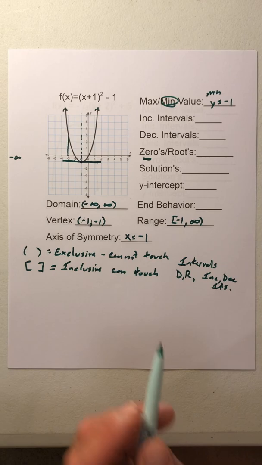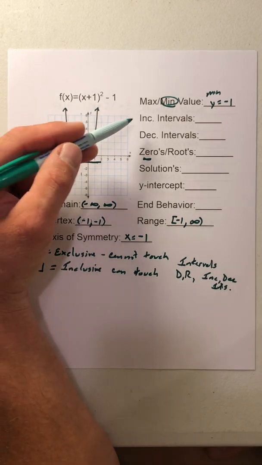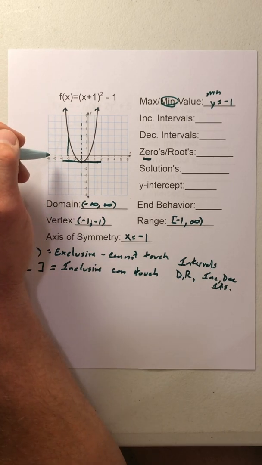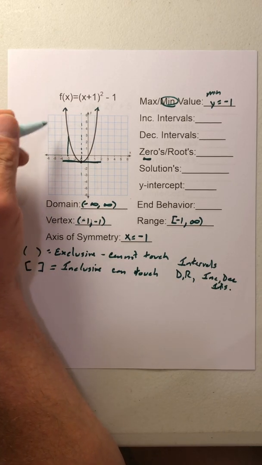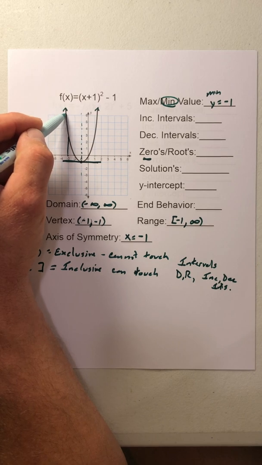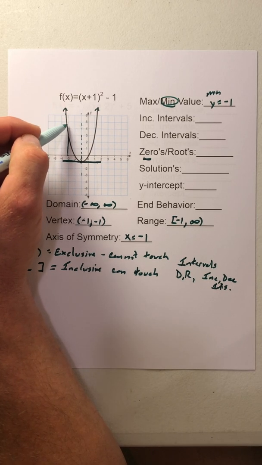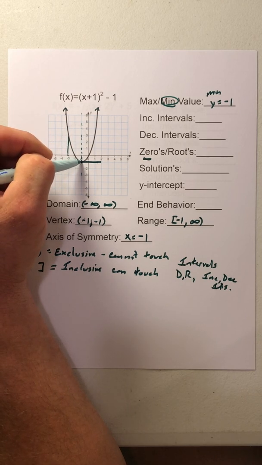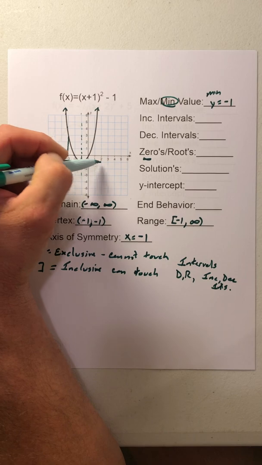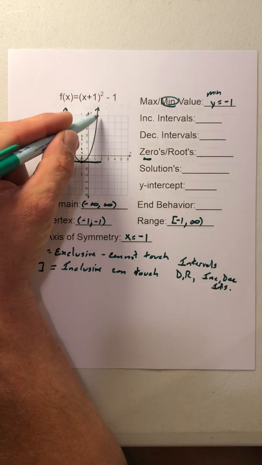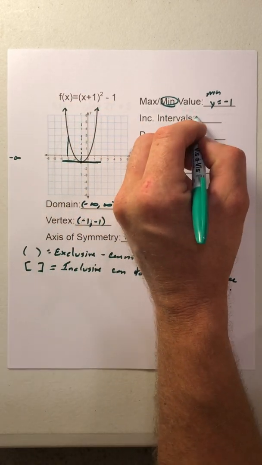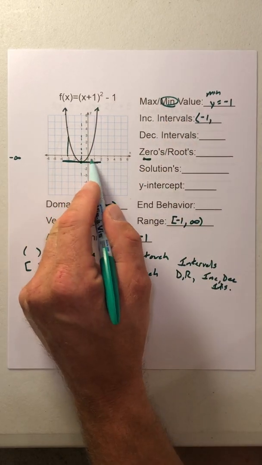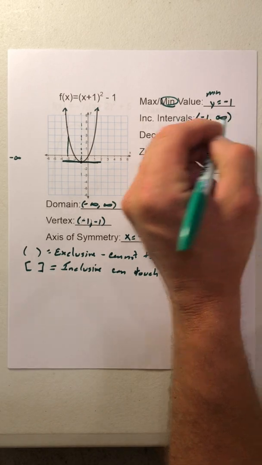Increasing and decreasing intervals. When we talk about increasing, we're going to talk about where the graph goes up from left to right. As I look at this point here and this point here, to get from this point to this point, we're coming down. We're going to work our way down until we hit this point. From -1 on, it starts to increase. So we say our increasing interval is from -1, the x value -1, to infinity.